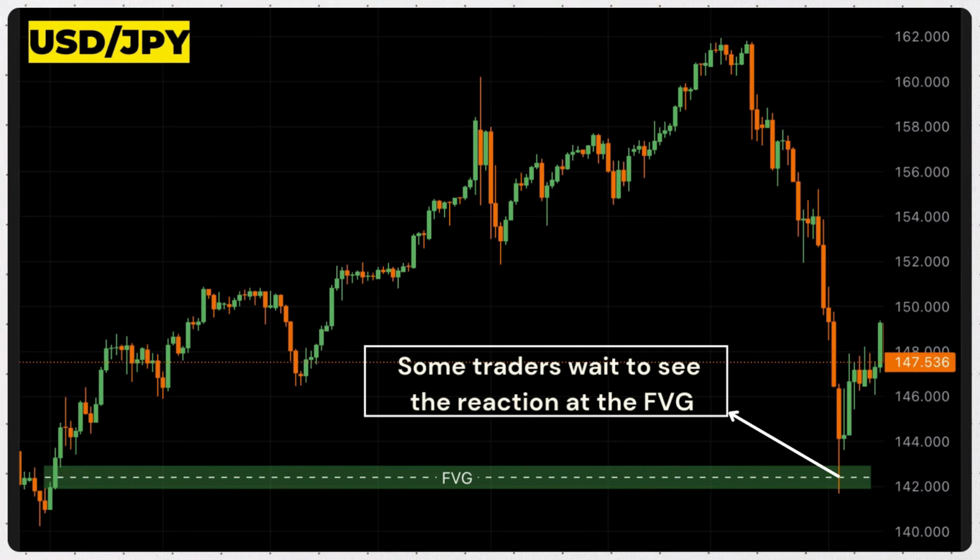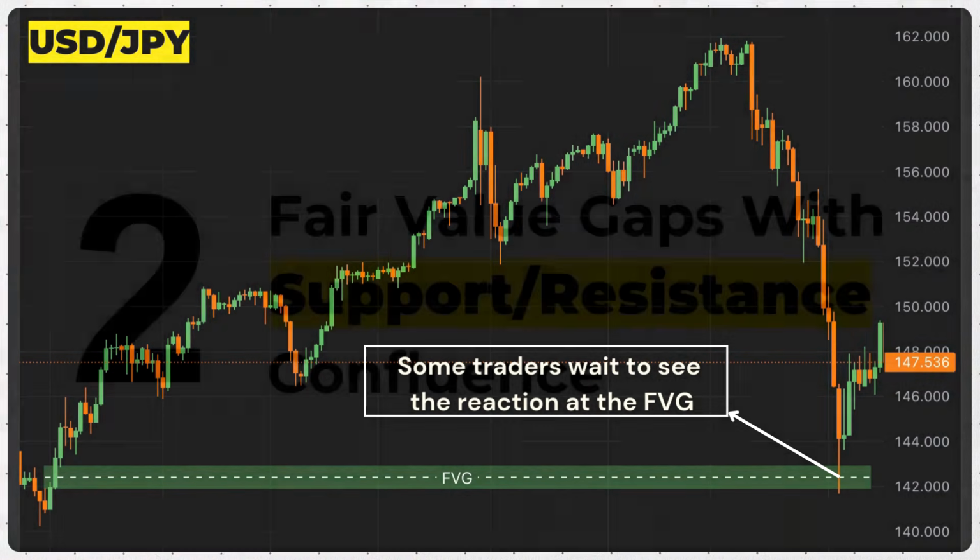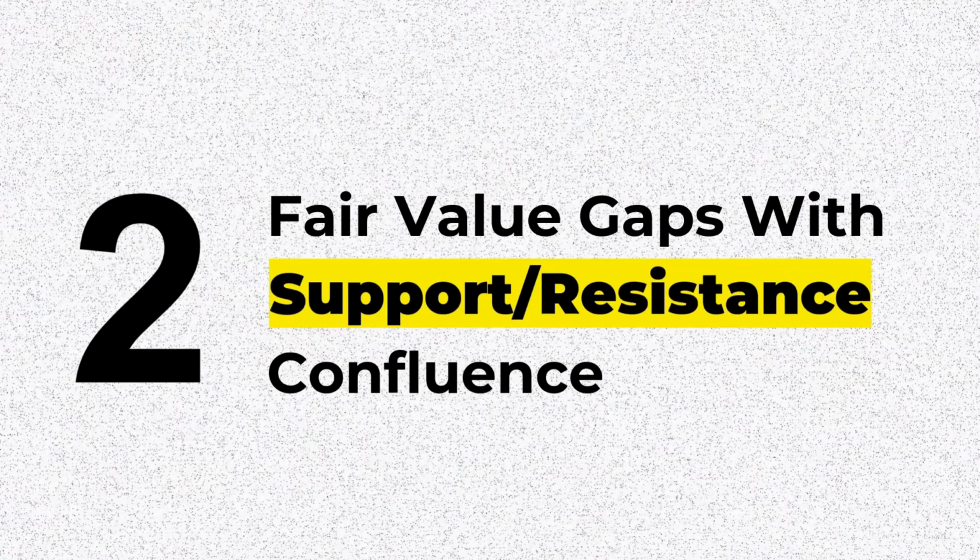To further improve the quality of fair value gap setups, many traders also look for confluence instead of relying on the gap alone.